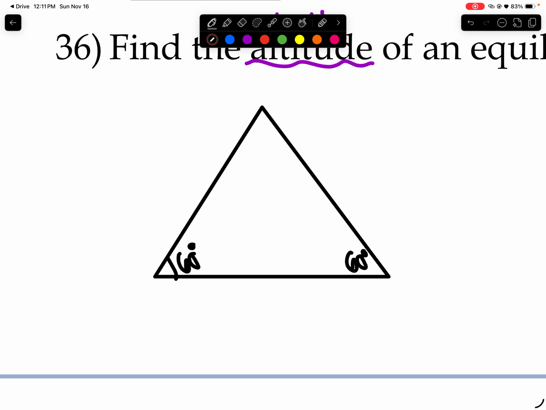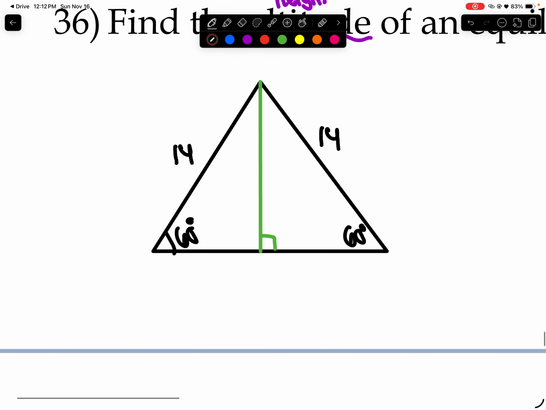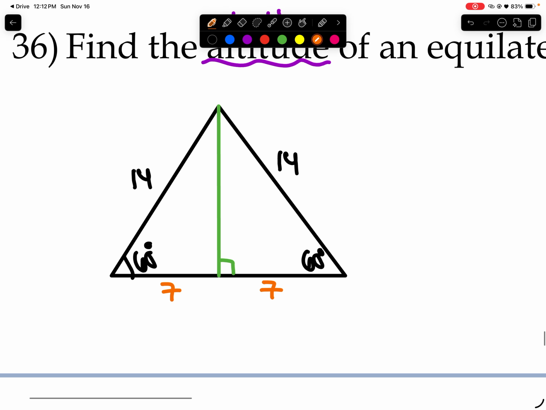Now, I want to find the altitude, which is a fancy way of saying the height. So from the top vertex going down, it's going to be perpendicular. It's going to be a perpendicular bisector, more specifically. So if each leg length is 14, and I have a perpendicular bisector on the other side for this altitude, that means these lengths will be 7 and 7. So this will also serve as an angle bisector, which means this will be 30 degrees.